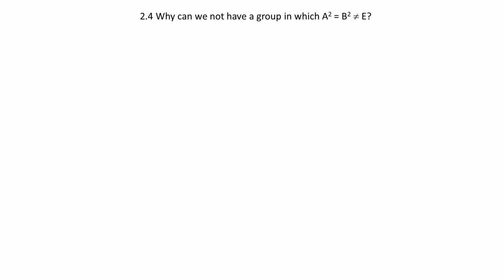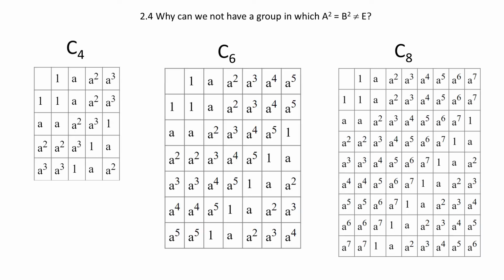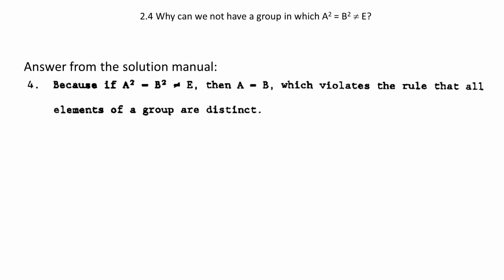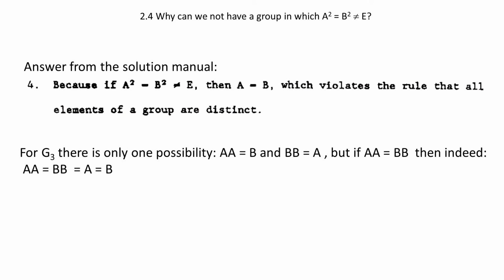The next question is more interesting because it contains an error. It asks, why can we not have a group in which a squared equals b squared is not equal to e? Well, we can. Let's for instance look at some cyclic groups of even order. The answer is this. I think the author forgot to specify that the question refers to G3. In that case, it would make sense. For G3, there is only one way to fill in the table, such that AA equals B and BB equals A, but if AA equals BB, then indeed A equals B.